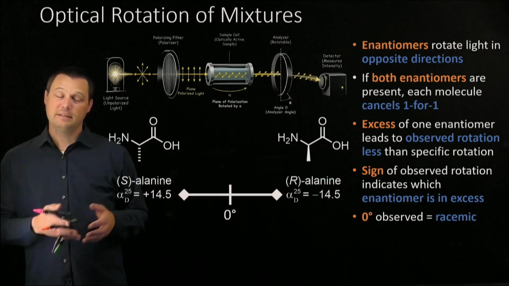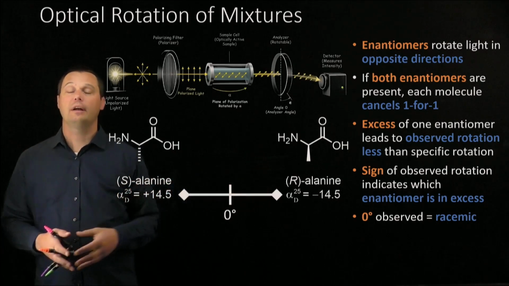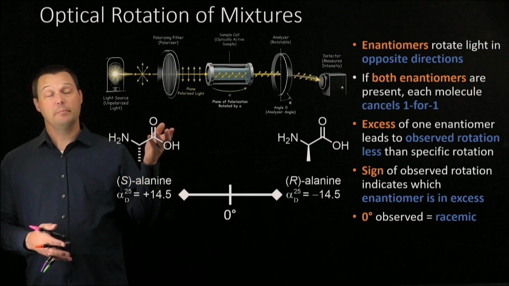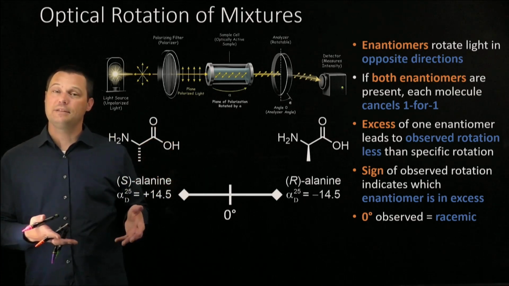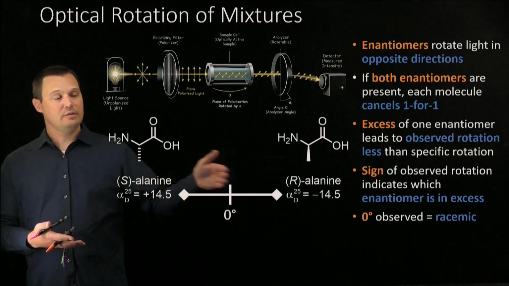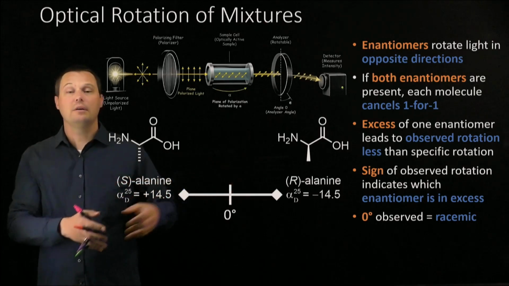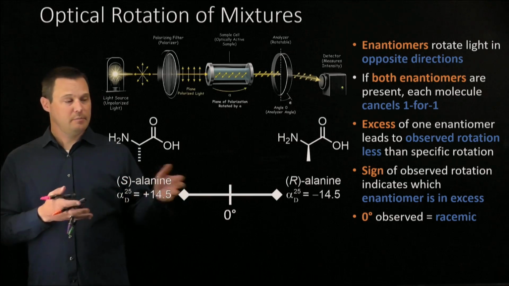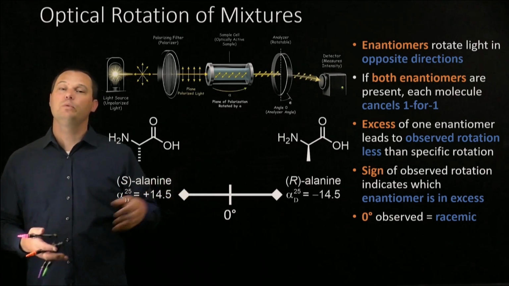To summarize, a sample of a pure enantiomer will show the maximum specific rotation for a chiral molecule. Measuring the rotation of a mixture of enantiomers will give some partial cancellation of that rotation. The sign of the observed rotation will tell which enantiomer is in excess, and the magnitude of that observed rotation will tell you how close we are to being a pure enantiomer. And a mixture of enantiomers with an observed rotation of 0 is a perfect 50-50 mixture we call a racemic.